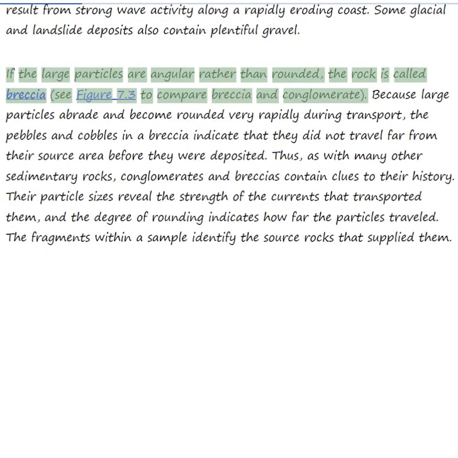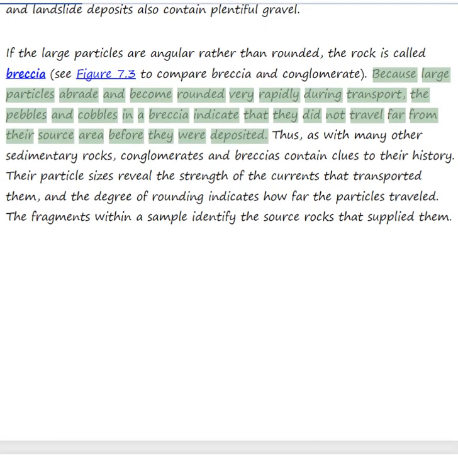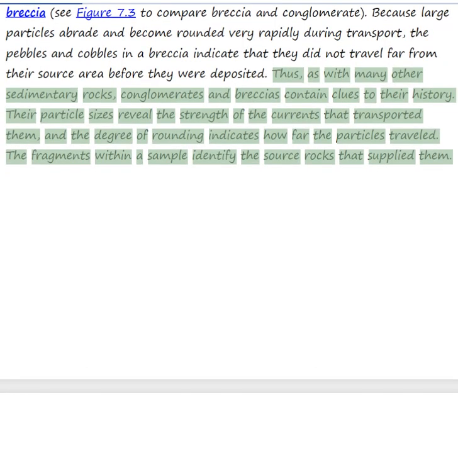If the large particles are angular rather than rounded, the rock is called breccia. Because large particles abrade and become rounded very rapidly during transport, the pebbles and cobbles in a breccia indicate that they did not travel far from their source area before they were deposited. Thus, as with many other sedimentary rocks, conglomerates and breccias contain clues to their history. Their particle sizes reveal the strength of the currents that transported them, and the degree of rounding indicates how far the particles traveled. The fragments within a sample identify the source rocks that supplied them.